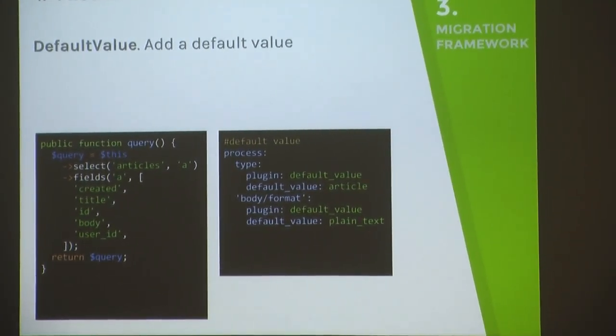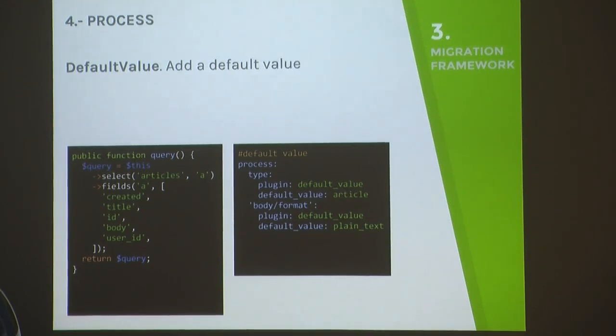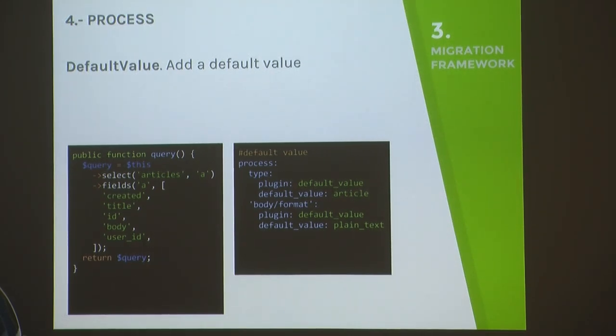Default value. The most common case is type, the bundle. In the previous database, I haven't got any article node, any content type, but I could set a default value as article. Body format, plain text. User ID 1, 2, 0, as you want.